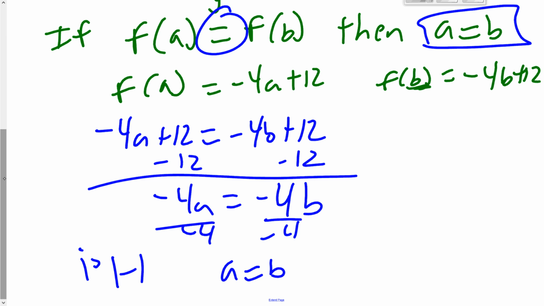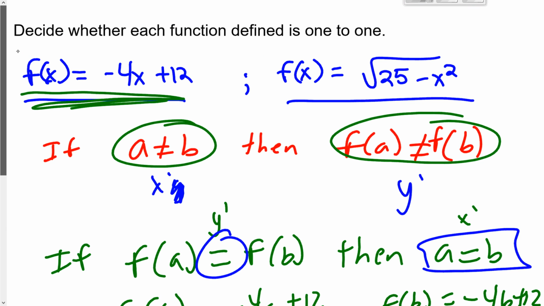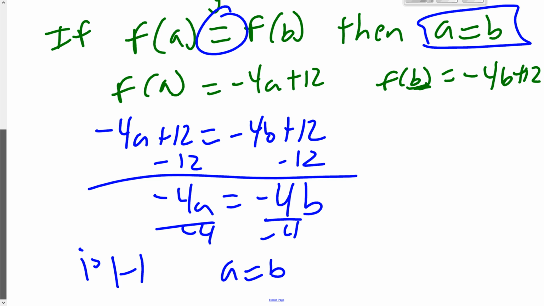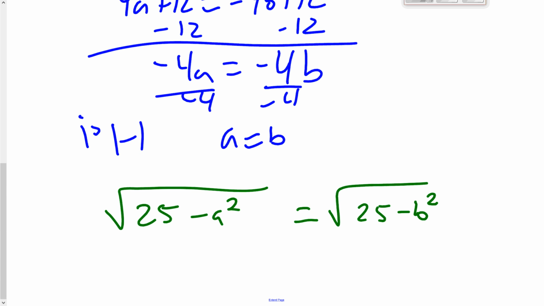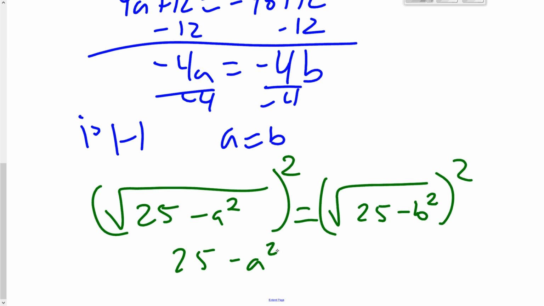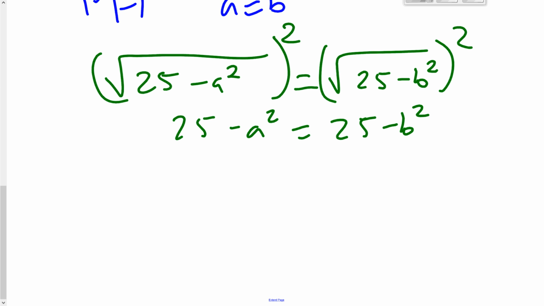Now, if we look at the second one, it's a little trickier, but it's still the same. We're going to substitute a and b in for x one at a time and then set them equal to each other. So let's go ahead and do that. Okay, so we set them equal to each other. Now we're going to solve, does a equal b? So how do we get rid of square roots? We square both sides. We get 25 minus a squared equals 25 minus b squared. We can subtract 25 from both sides.